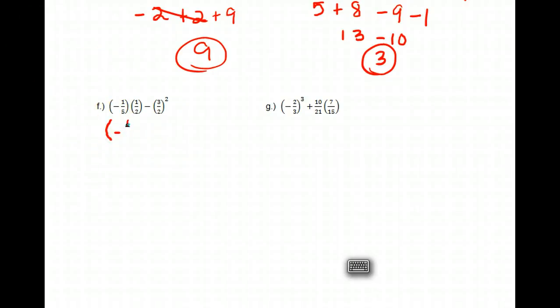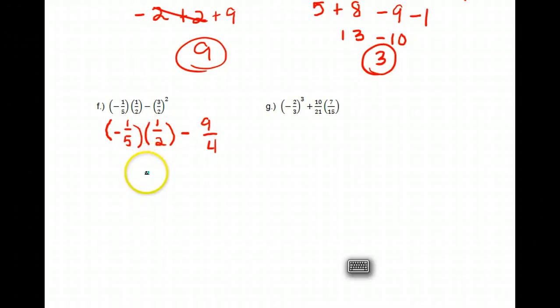We're just going to bring everything else down. We're going to bring down the negative 1/5 times 1/2. We're going to bring down the minus sign, and we are going to evaluate 3/2 raised to the second power. So we're going to do 3 squared, which is 9, over 2 squared, which is 4. So now that we have taken care of that power, we can go back and now multiply the two fractions.